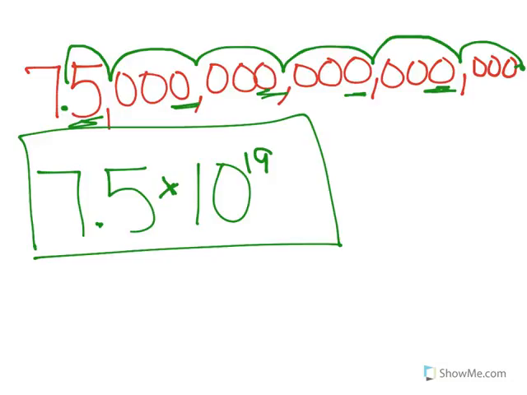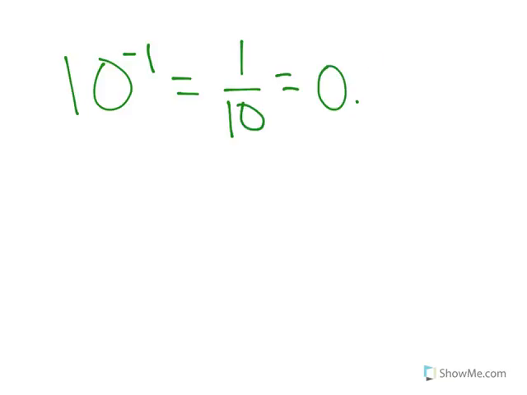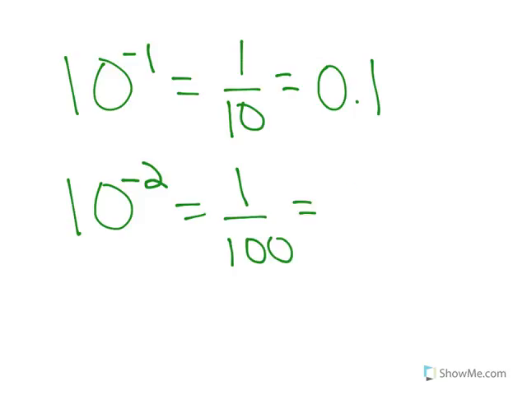So let's also look at some negative exponents. So if we have 10 to the negative 1, that means we have 1/10, or 0.1. Okay, notice it didn't give me a negative number, it just gave me a decimal value. So if I had 10 to the negative 2 power, that would give me 1/100th, or 0.01.